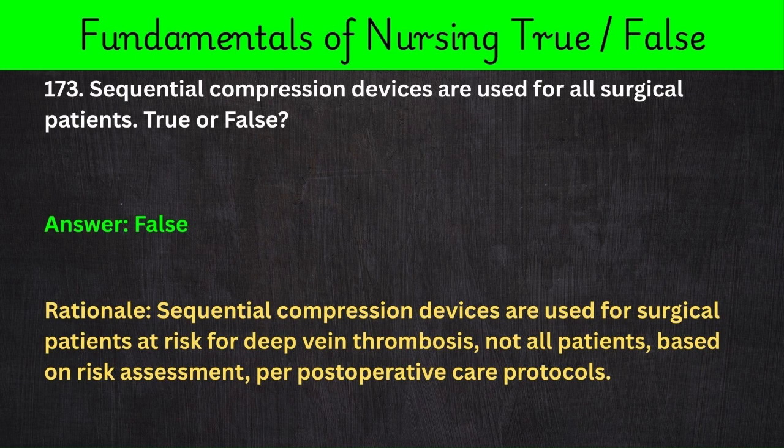173. Sequential compression devices are used for all surgical patients. True or false? Answer: false. Rationale: Sequential compression devices are used for surgical patients at risk for deep vein thrombosis, not all patients, based on risk assessment, per postoperative care protocols.